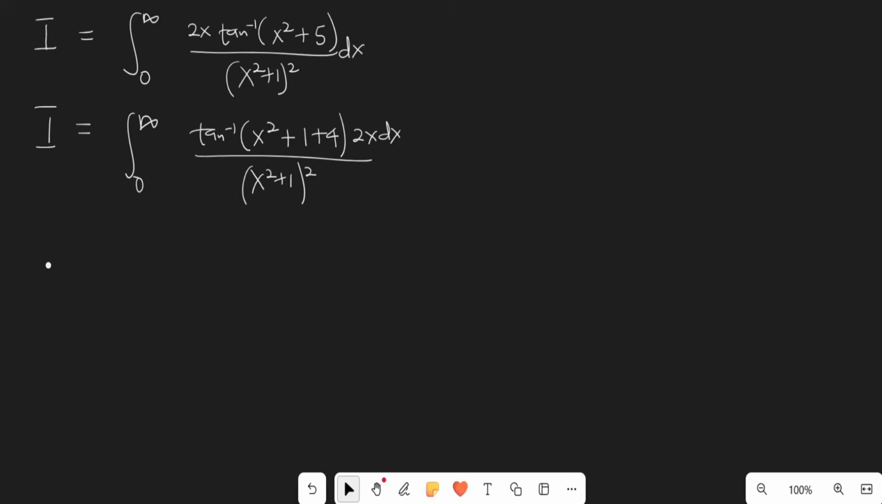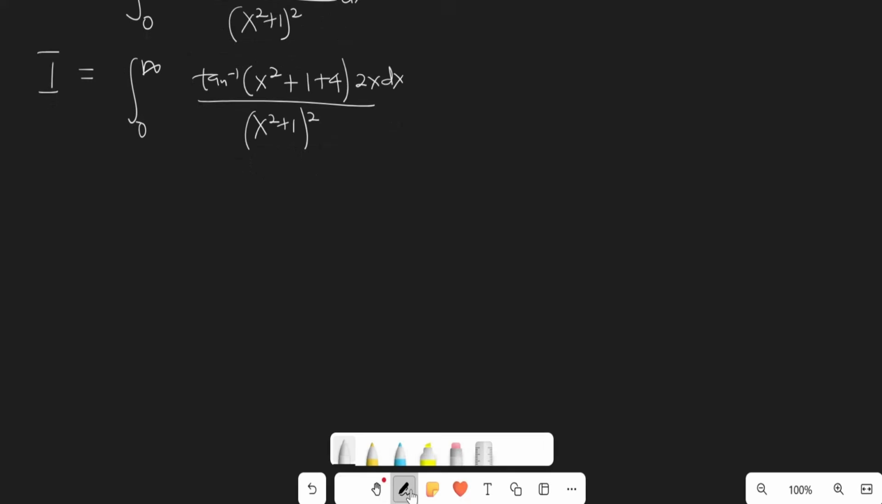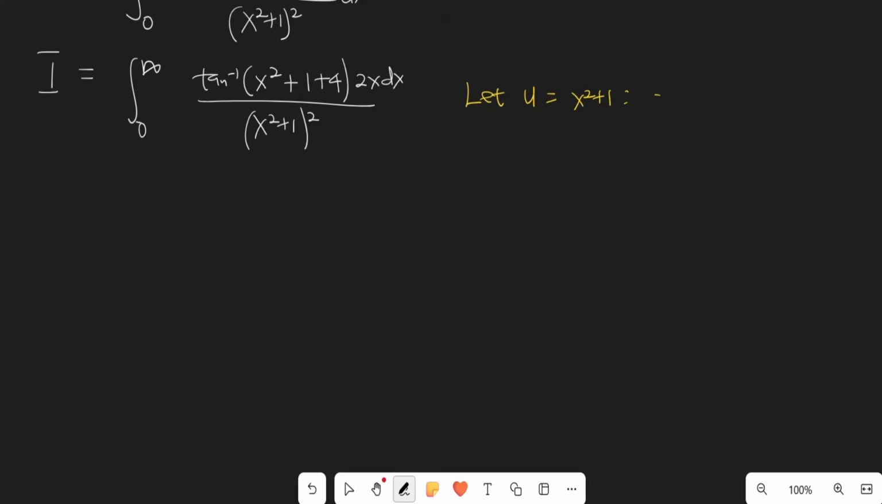All right, so now let's do our first substitution. I am going to let u be equal to x squared plus 1. When I do this, du is going to be equal to 2x dx. Now the change in limits. When x is equal to 0, which is the lower limit, u is going to be 1, that is 0 squared plus 1. And when x is equal to infinity, we have u equal to infinity as well.